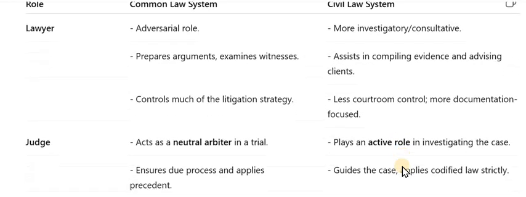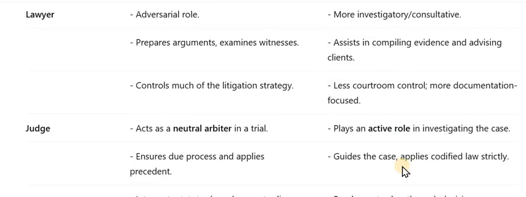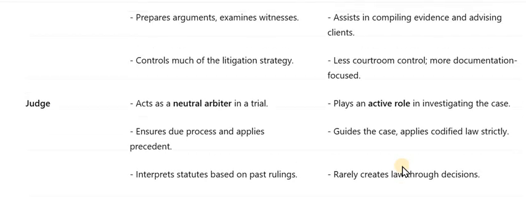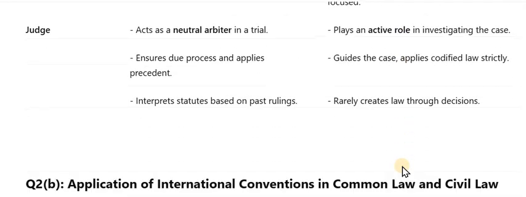In the case of the civil law system, the judge plays an active role in investigating the case, guides the case, applies codified law strictly, and interprets statutes based on past rulings. In the civil law system, the judge rarely creates law through decisions.